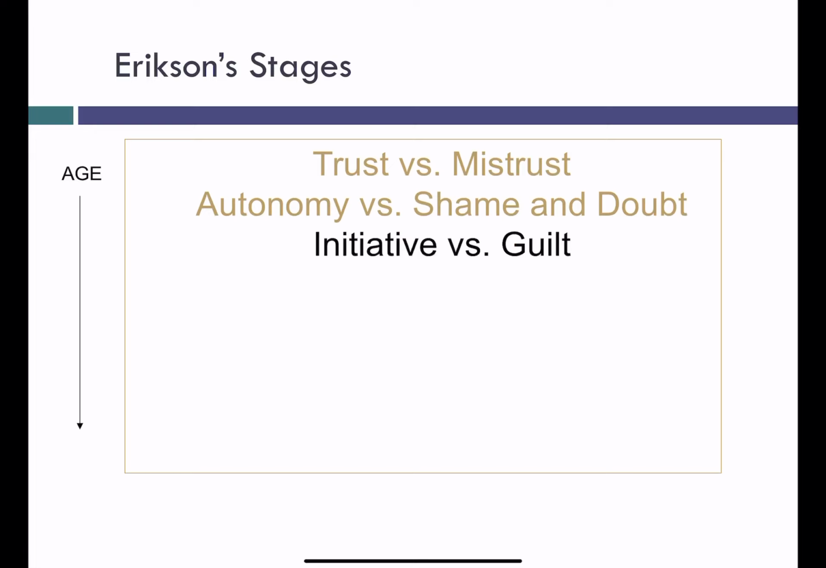3 to 5, we get initiative versus guilt. So this is really where kids are taking responsibility for their actions and being able to control their own behavior and taking initiative. During the school age, from 5 to 12, you've got industry versus inferiority, and this is kids are really learning many new skills. They're gaining a lot of knowledge and competence.